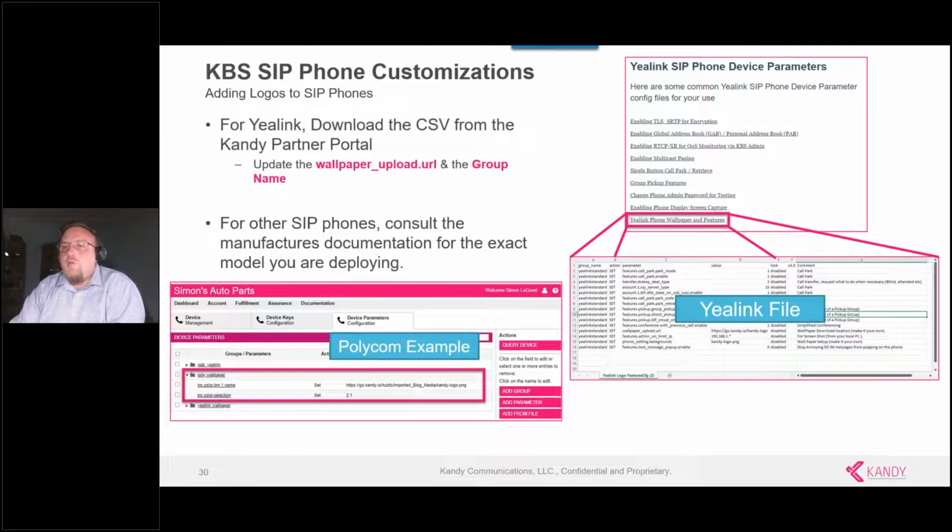The one thing that you will need, again, these are web-based devices. You'll see each of these does have a line item for the URL for the actual logo. So you will want to store that somewhere on the internet. You'll just need a URL for whatever logo it is that you want the phones to display.